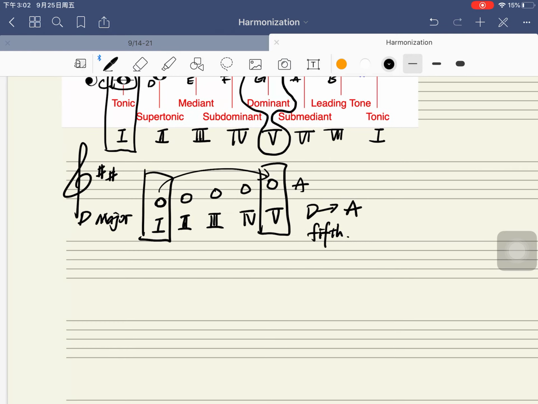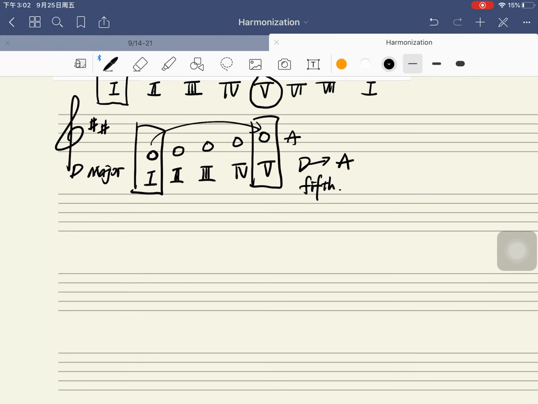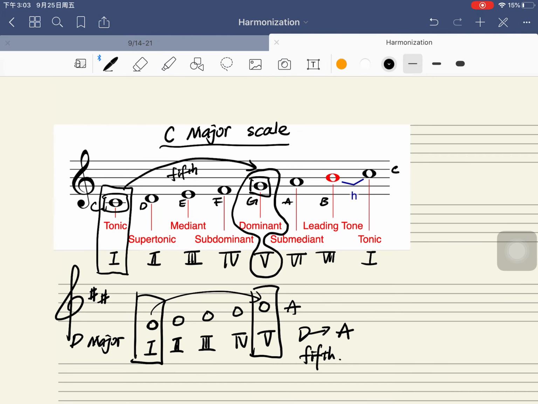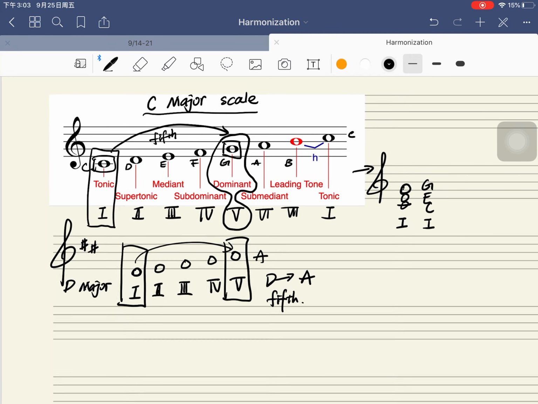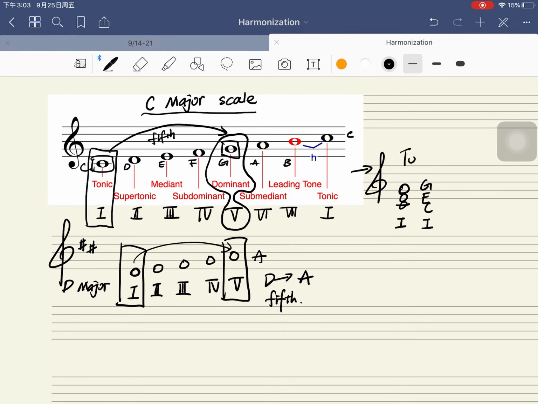Then let's move on to the tonic chord and dominant chord. So the tonic chord is usually a major chord in the major. In the minor, the tonic chord should be a minor chord. So right here we're in C major. The chord should be do, mi, so. Right here, C, E, G. It's a 1 chord. Okay, this is a tonic chord.